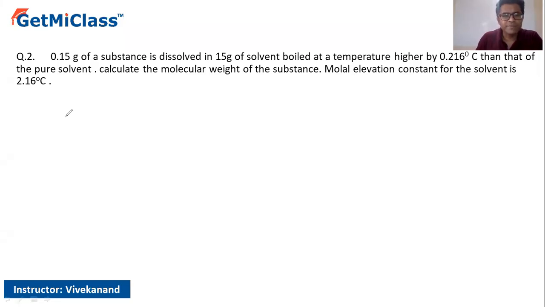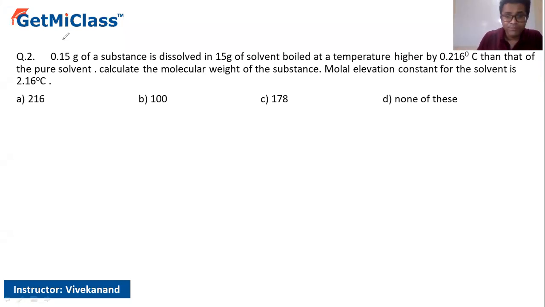0.15 grams of substance is dissolved in 15 grams of solvent and boiled at a temperature higher by 0.216 degrees Celsius than that of the pure solvent. That means it is an elevation in boiling point. Calculate the molecular weight of the substance, given that the molar elevation constant for the solvent is 2.16 degrees Celsius. Options given are A, 216, option B, 100, option C, 178, and D, none of these.